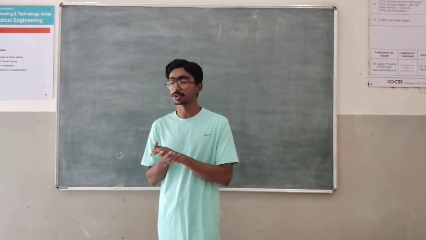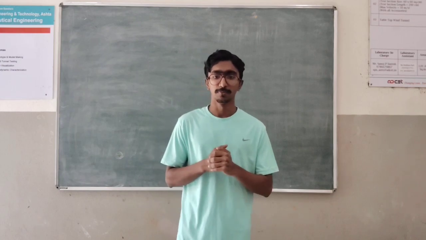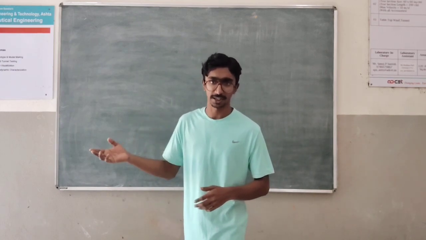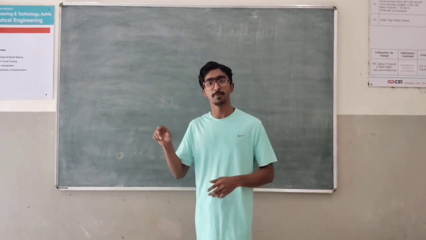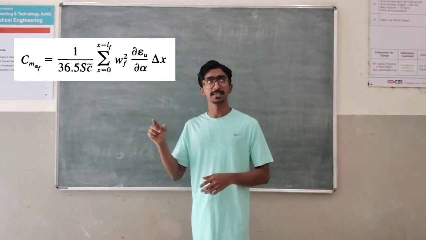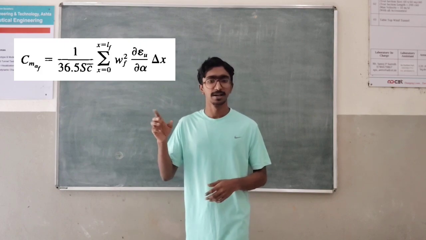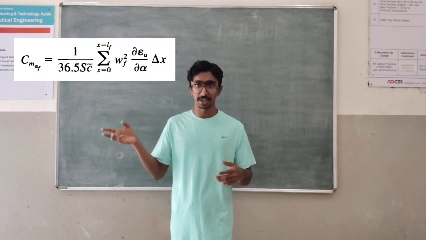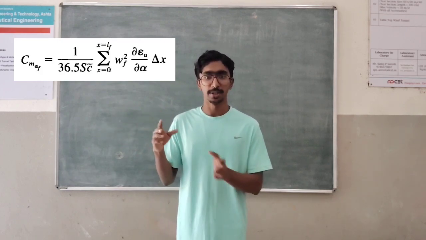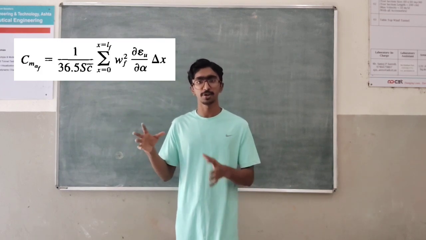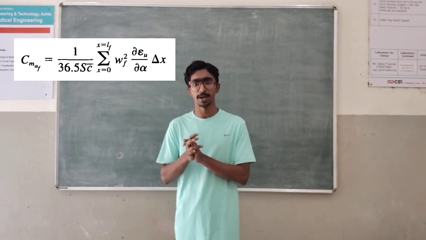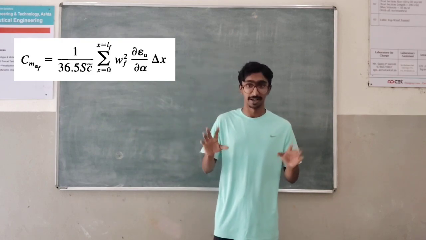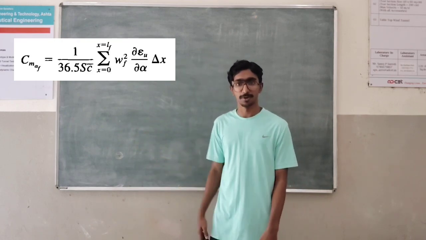Now the last but not the least comes the fuselage. So basically, of course you have now guessed, Cm alpha F, where F stands for fuselage. It will be 1 upon 36.5 multiplied by the surface area into the aerodynamic chord, into the summation of the WF square, and the formula is just pasted over. I don't remember it, so I will just paste the formula over here.